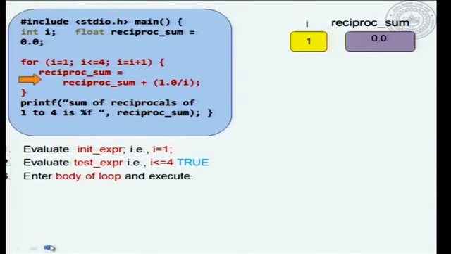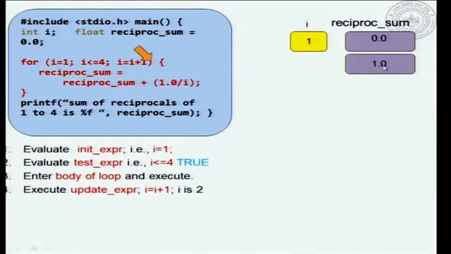1 is less than or equal to 4, that's true. So you will enter the for loop. Then you add to the reciprocal sum 1 over I. Okay. I is 1, so 1 over 1 is 1. So reciprocal sum will be updated to reciprocal sum plus 1. Okay. So reciprocal sum would be 1. Then you go to the update expression. At this point, you have I equal to I plus 1, so I becomes 2.